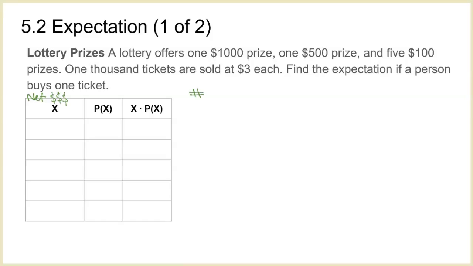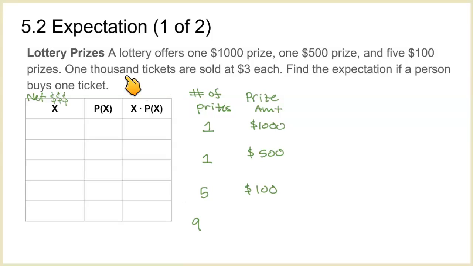So we have 3 different types of prizes that we could win, right? And those prizes come with a dollar amount. So there's one prize that could be won for $1,000. There's also one prize that could be won for $500, and there's 5 prizes that could be won at $100. So if they're selling 1,000 tickets, then 7 of those tickets are reserved for people who actually win something. That means 993 tickets are reserved for the losers, or someone who wins no money.